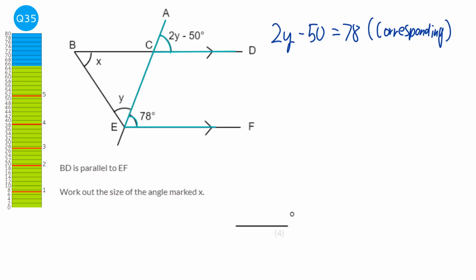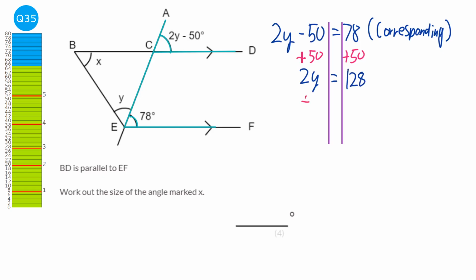Now here we've got an equation and we want to solve it, so we get our lines in. We'll go first of all add 50 to both sides. So we've got 2y equals 78 plus 50, which would be 128. And then we're going to halve both sides, or divide by 2. So we've got 64. So we know that y is 64. And so we look back at the diagram to find out how we'd work out x.